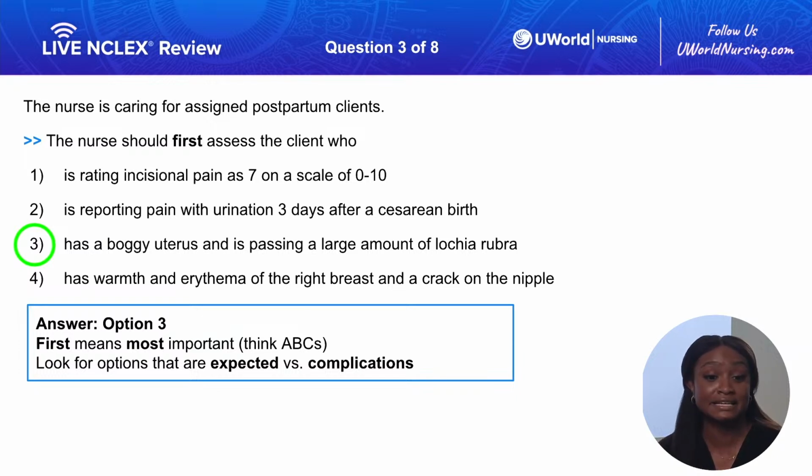Option 1 is an expected finding. If you had an incision, if you had surgery, you would normally probably have pain in that site. So again, not a priority.